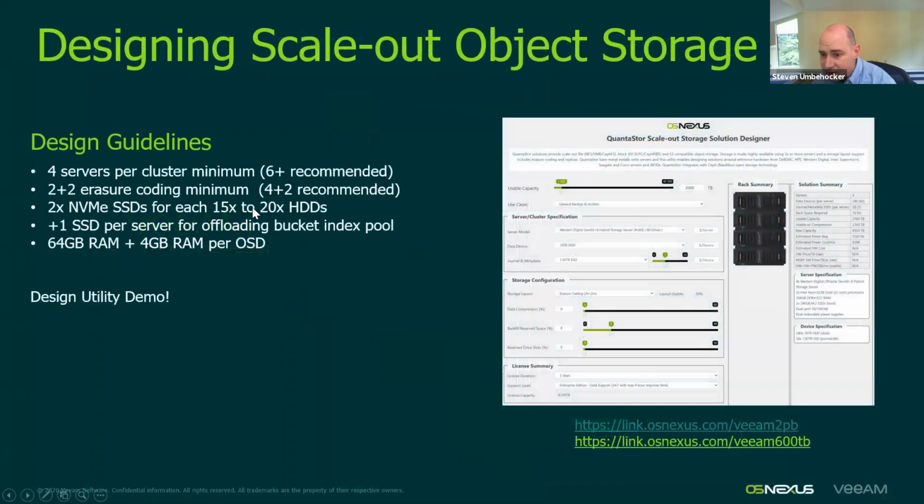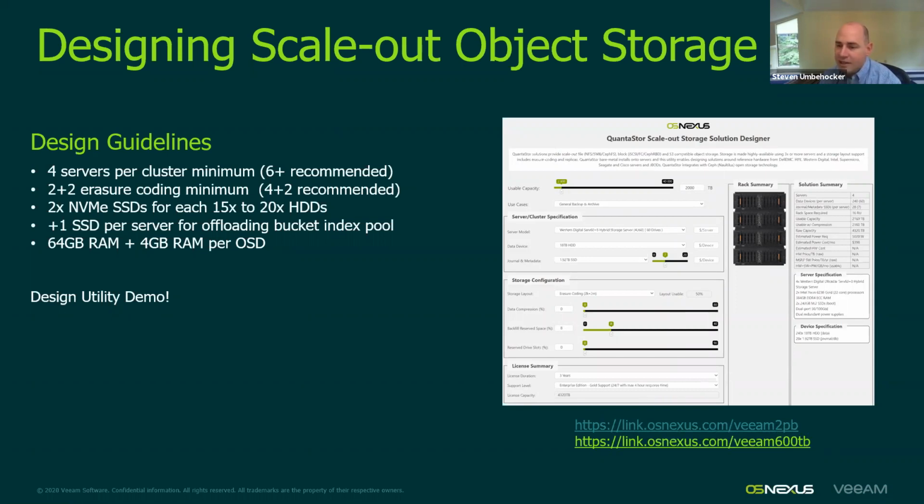So this last part of the webinar, we're going to just go to the OSNexus website. There's a couple of links here if you want to go to the QuantaStor website and try out the web design tool with me. You can just go to link.osnexus.com/Veeam2PB to see a 2 petabyte config, or Veeam 600 terabyte for the 600 terabyte config. And I just want to talk about some general design guidelines when you're designing an object store for Veeam.